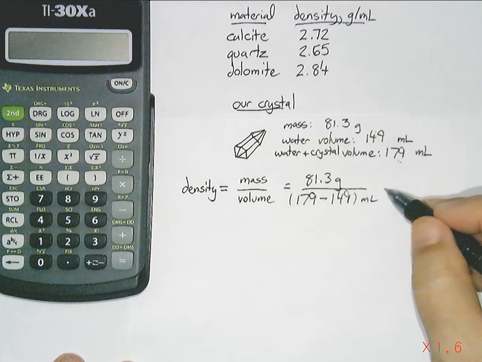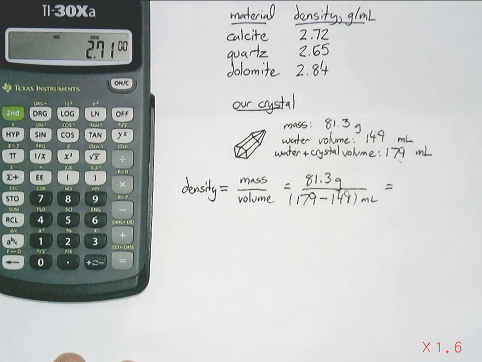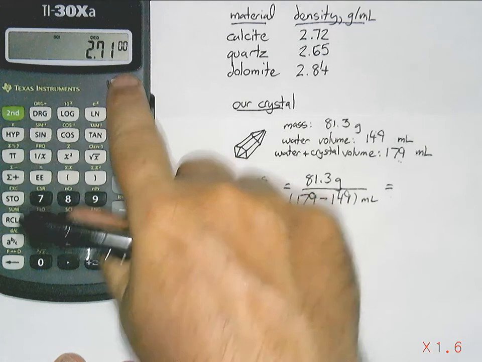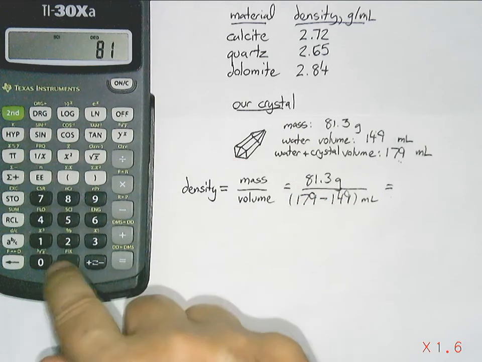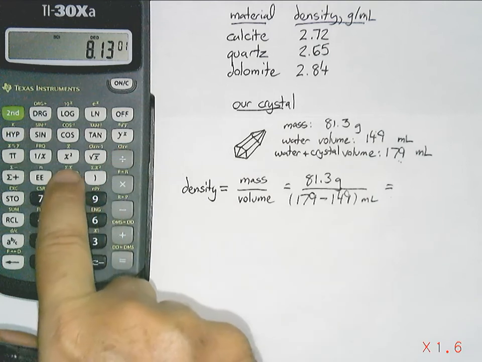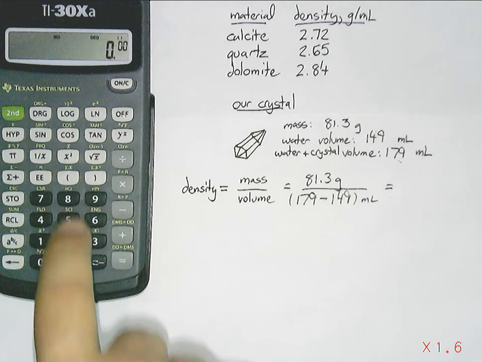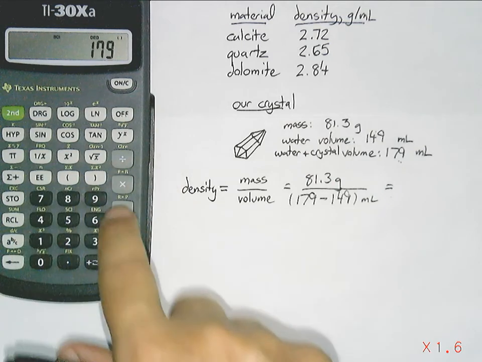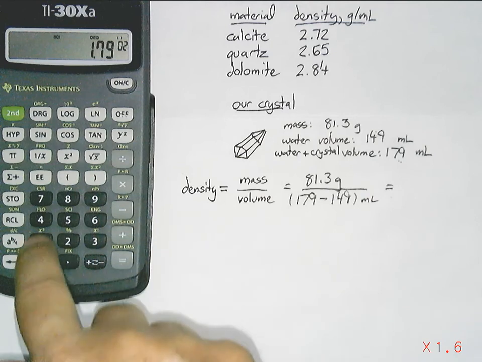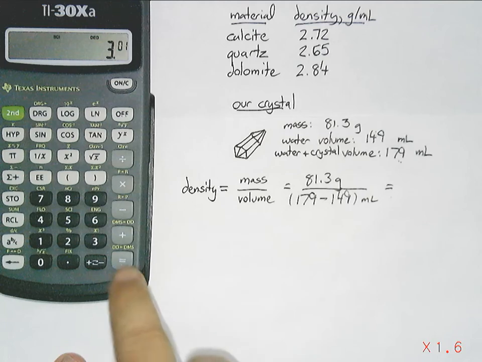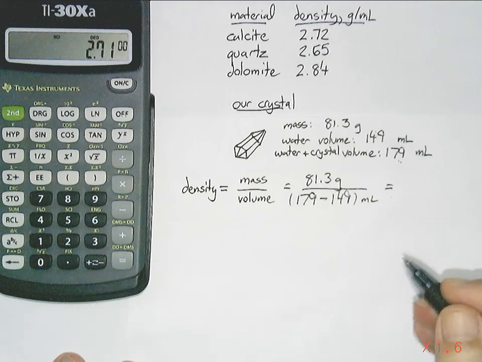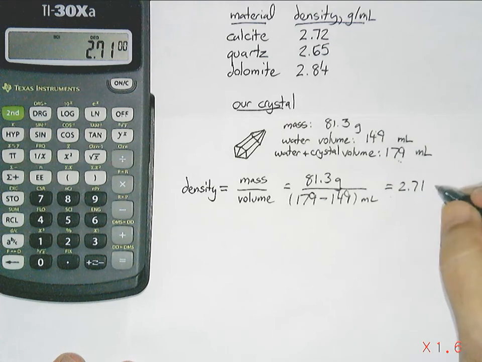Let's figure out what the actual number is. Now I've got to watch to put parentheses in here if I'm going to type it in this way. I said divided by, and then parentheses 179 minus 149. That gives 2.71. What about the units? Grams on top, milliliters on the bottom, so the units are grams divided by milliliters.